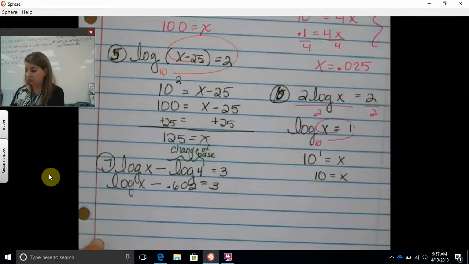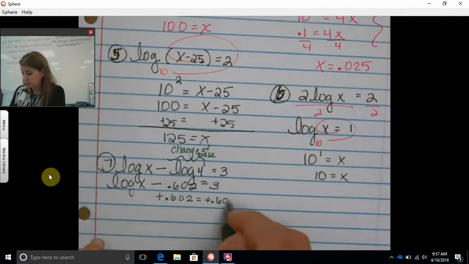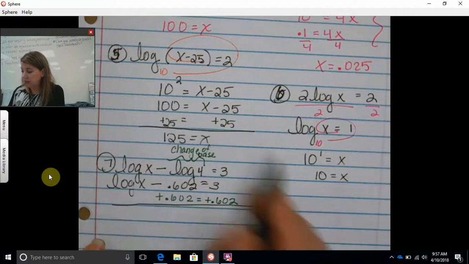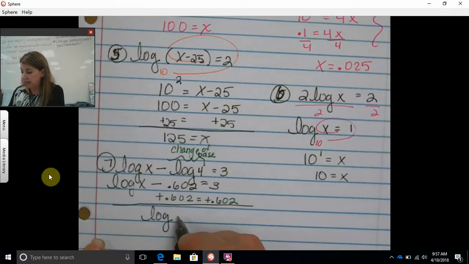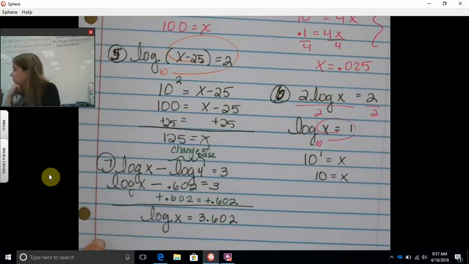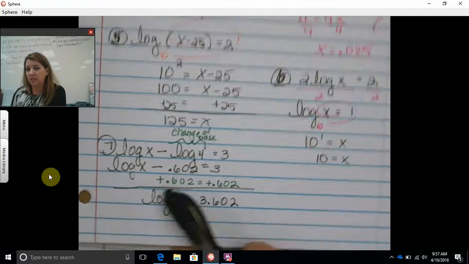Now what do you think we should do? Add 0.602. So when I do that, now I have log of x equals 3.602. And we already said you can't do the change of base on log of x because it's of the variable, correct? So what would I do to figure out what x is equal to?